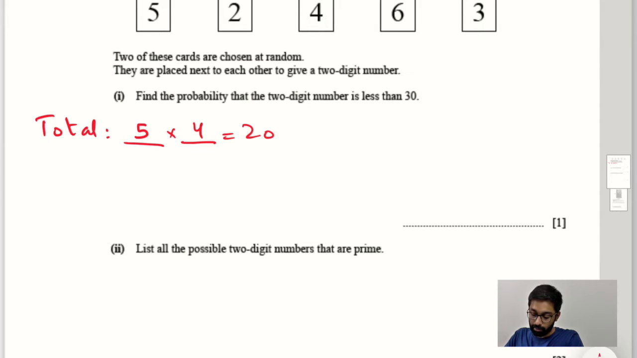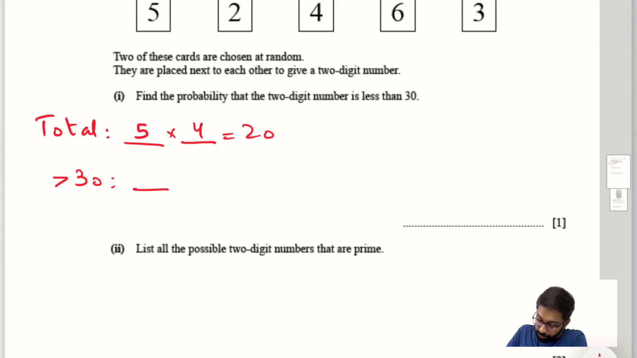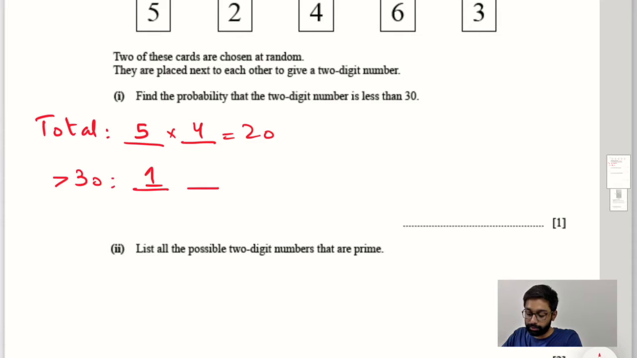Now let's find out how many numbers can be made less than 30 from these 5 digits. For the first digit, you cannot choose 3, 4, 5 or 6. That leaves us with 2. That means there is only one possibility for the first digit, that is 2, so you write 1. For the next digit, you can choose any of these 4 numbers, so you write 4. When you multiply 1 and 4, you get 4. So there are 4 numbers less than 30 that you can make from these 5 digits.